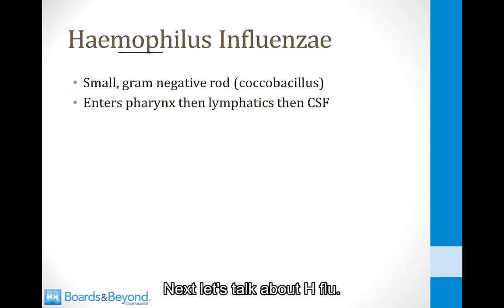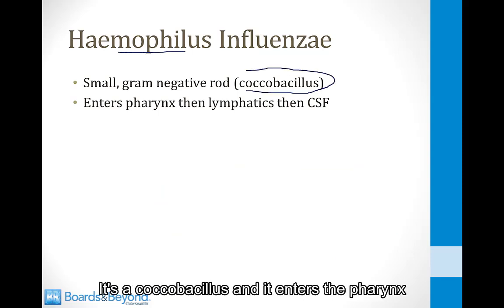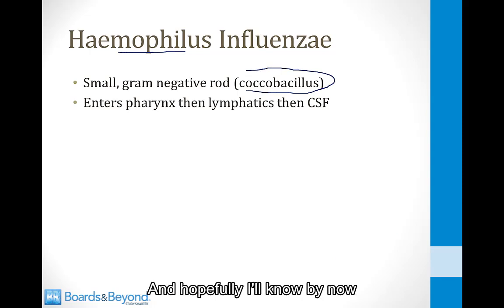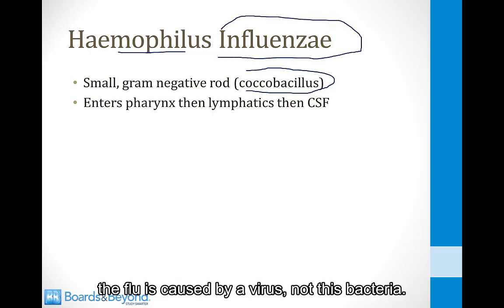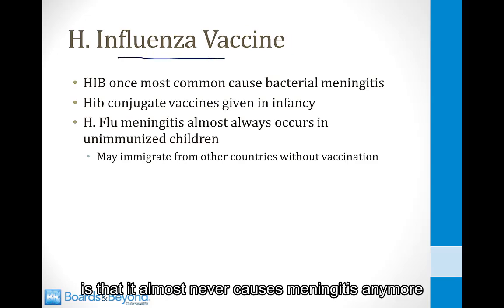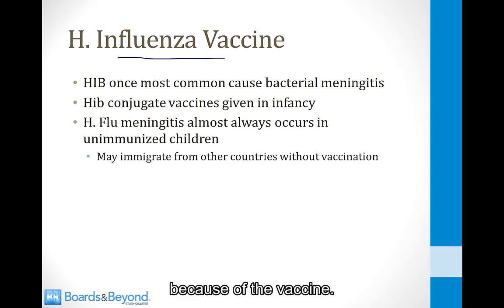Next, let's talk about H. flu. So this is a small gram-negative rod. It's a coccobacillus, and it enters the pharynx and then the lymphatics and the CSF. And hopefully you all know by now that this is not what causes the flu. The flu is caused by a virus, not this bacteria. So the most important thing to know about H. flu is that it almost never causes meningitis anymore because of the vaccine. It was once the most common cause, but now we give vaccines to babies so that they never get it.